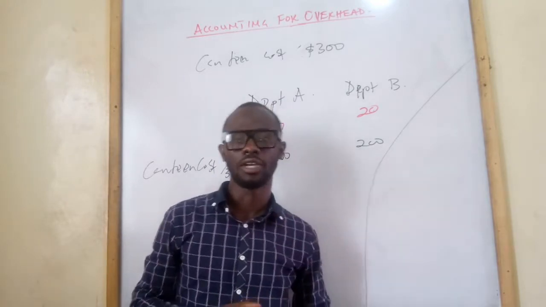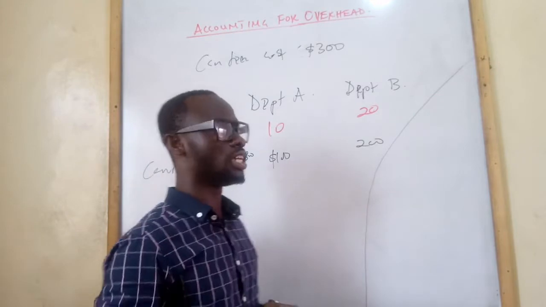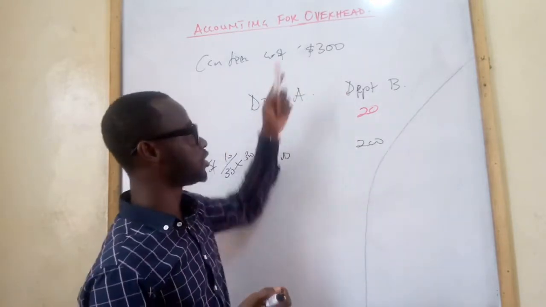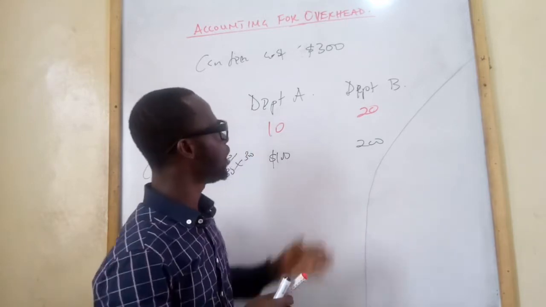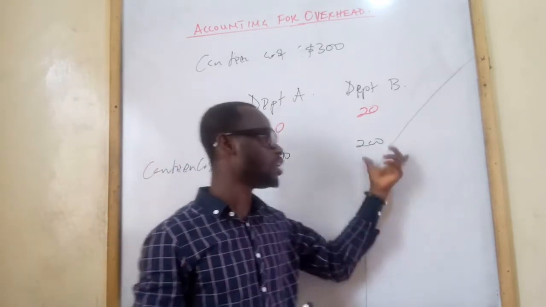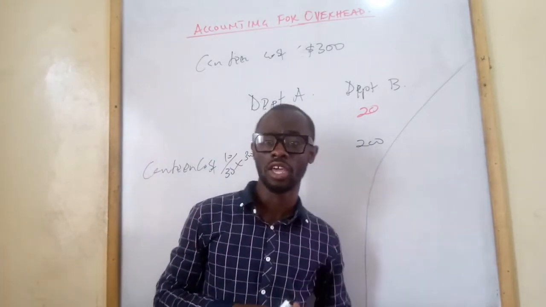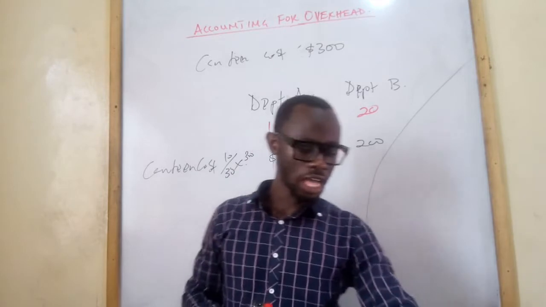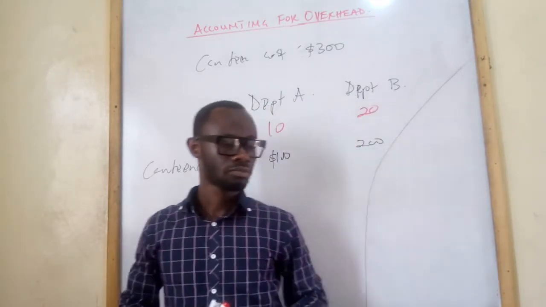Also, if it is about the electricity bill, the whole electricity bill for the organization, let's say it's $300, how are we going to share the electricity bill? We will share it based on the number of lights being used in Department A and Department B, or the kind of machines that are used by each of the departments. These are what we refer to as apportionment of overheads.